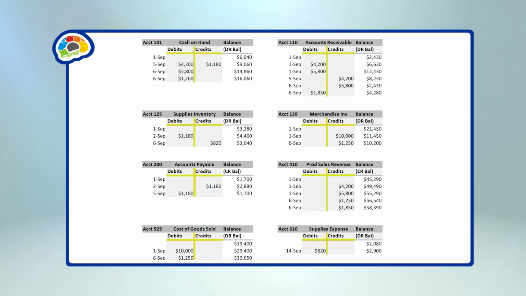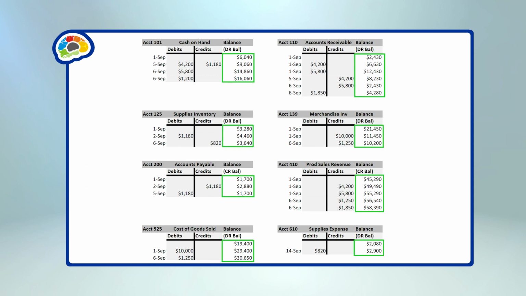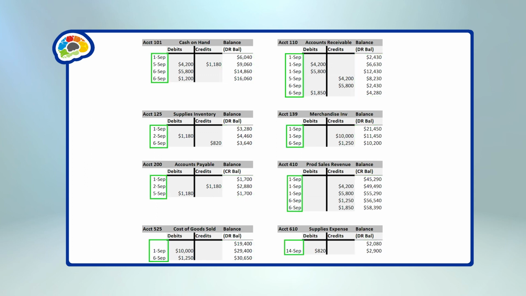Here, you see the T accounts, debits on the left and credits on the right. With the account number and name at the top, it all fits to a T. Yes, and there's a column for the balance to the right of the T and a column for the date to the left of it. After the amount of the transaction is placed in the proper debit or credit column, the balance is adjusted accordingly.